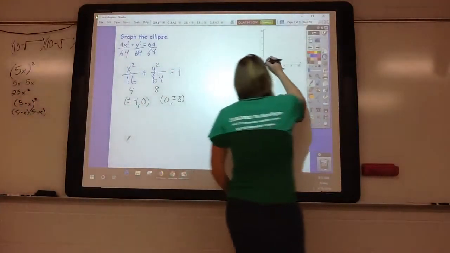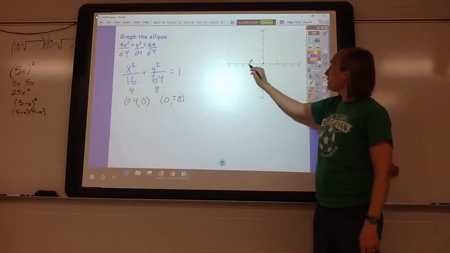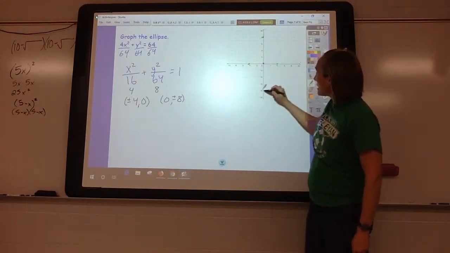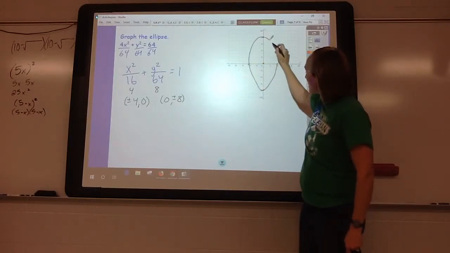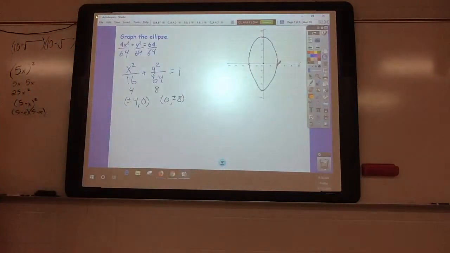Center is still at 0, 0. I can go to plus or minus 4, 0, so I can go to 4 and negative 4. I can go to 0, plus or minus 8, so go up to 8, down to 8, and I can connect them. And I have myself an ellipse. Could you identify your vertices and co-vertices from that? Could you solve that equation for the foci? Hopefully yes.